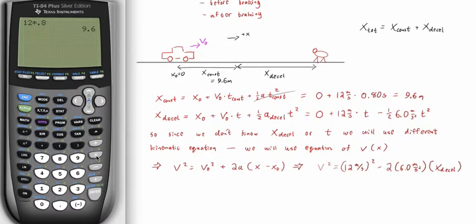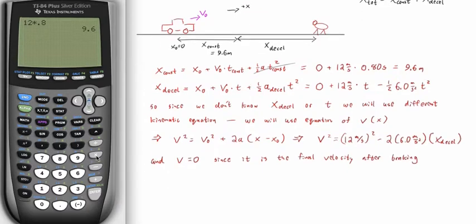So you might say, oh, well, we're back to the same situation. We don't know v, and we don't know x deceleration, but we do know v. And v equals 0 since it is the final velocity after the car is stopped. Velocity after braking. So it's just the car coming to rest, which was the whole goal anyway. So now we can safely and confidently write 0 squared is just going to be 12 meters per second, quantity squared, minus 2 times 6.0 meters per second squared times the deceleration distance we're trying to solve for.